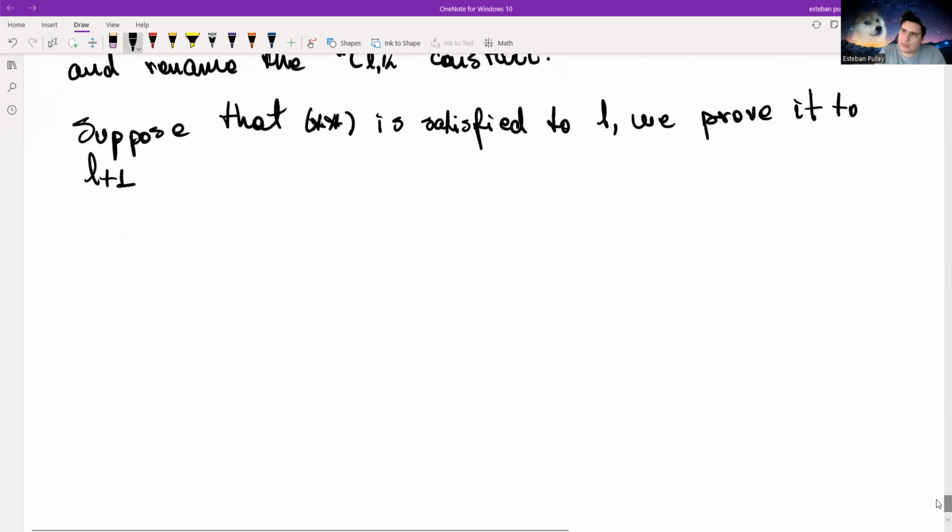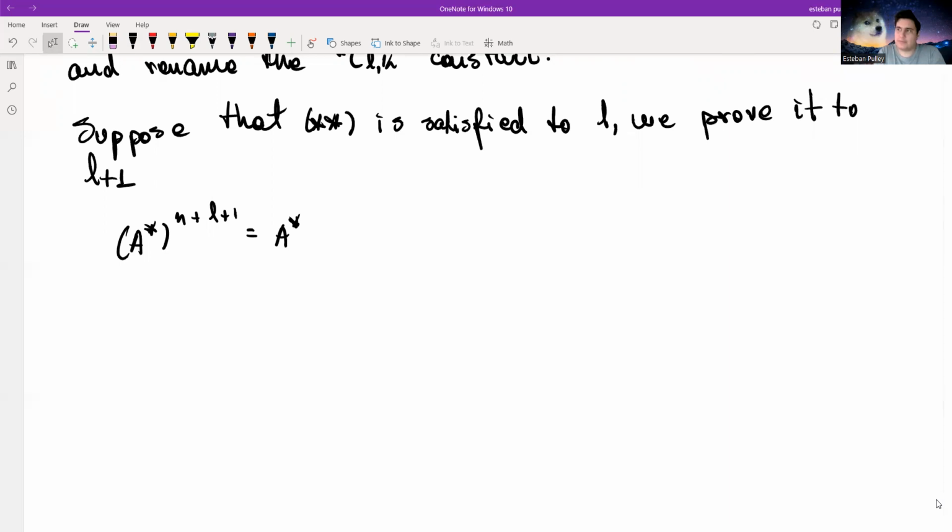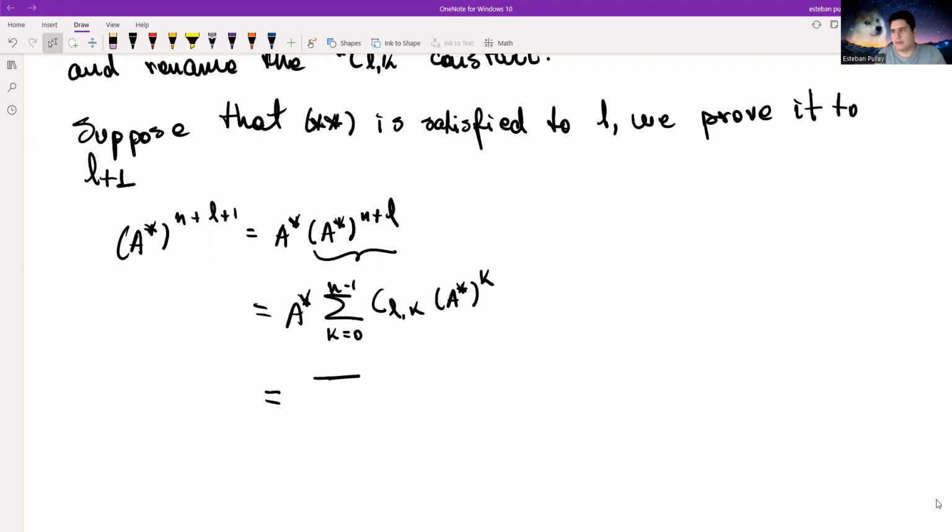Okay, to L plus 1. So we have A transpose to the power n plus L plus 1, but this is equal to A transpose multiplied by A transpose to the power L. And by hypothesis, I have that this is equal to a finite sum from k equals 0 to n minus 1 of c_L,k A transpose to the power of k. And this I can multiply. I can multiply this with this, and I have the sum from k equals 0 to n minus 1 of c_L,k A transpose to the power of k plus 1.